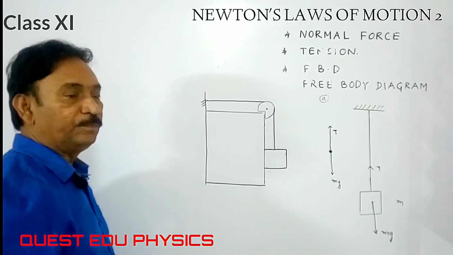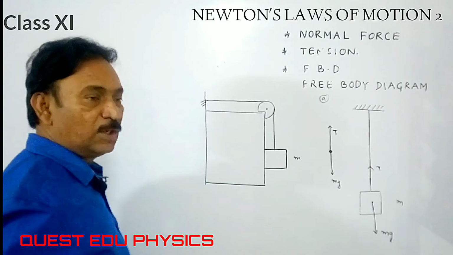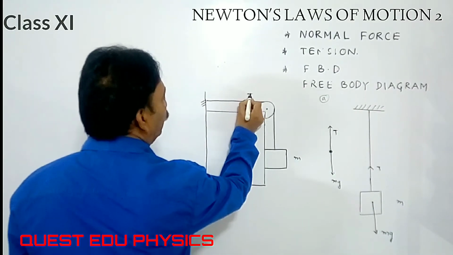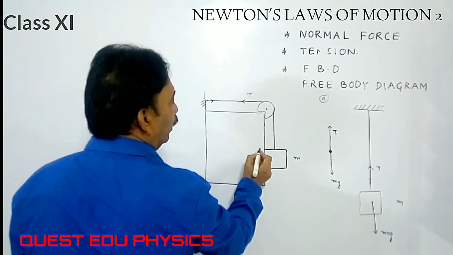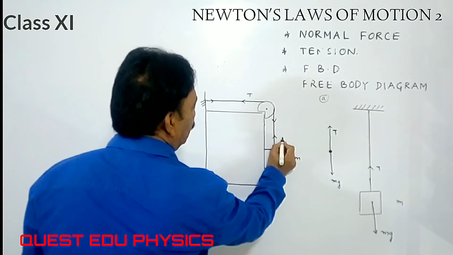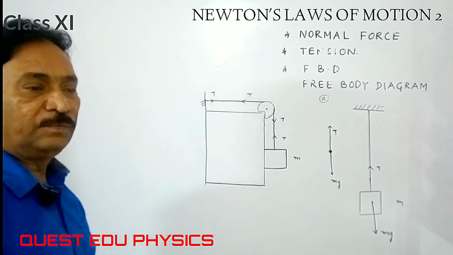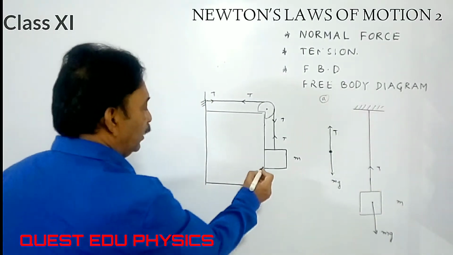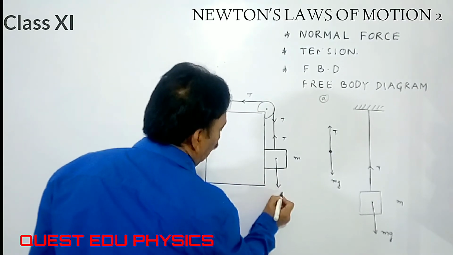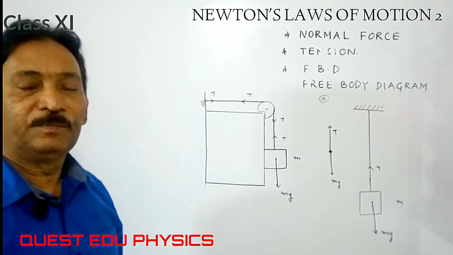Let's see one more diagram. It is a body which has a mass of m being suspended by a string over a pulley. As you know, this is the direction of the tension, and here is the tension as well, and the weight of the body is acting vertically downwards. We have to draw the free body diagram.